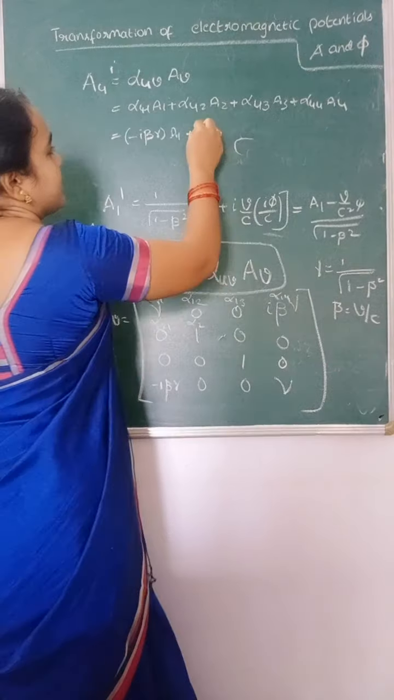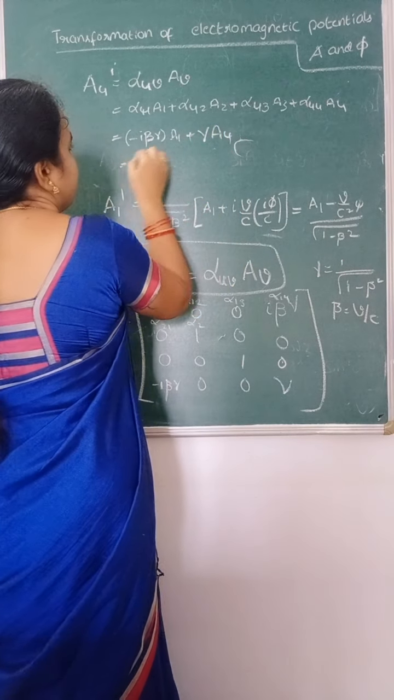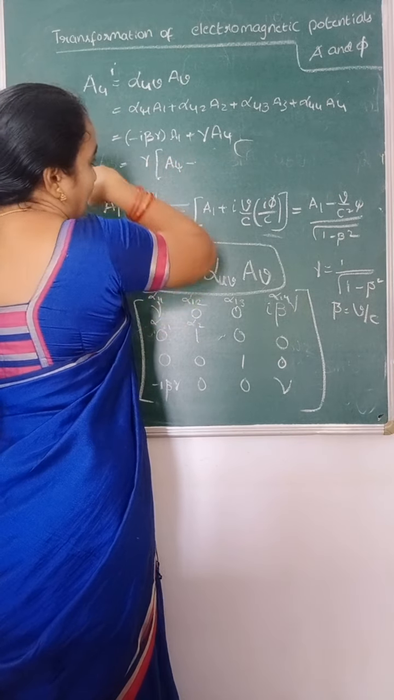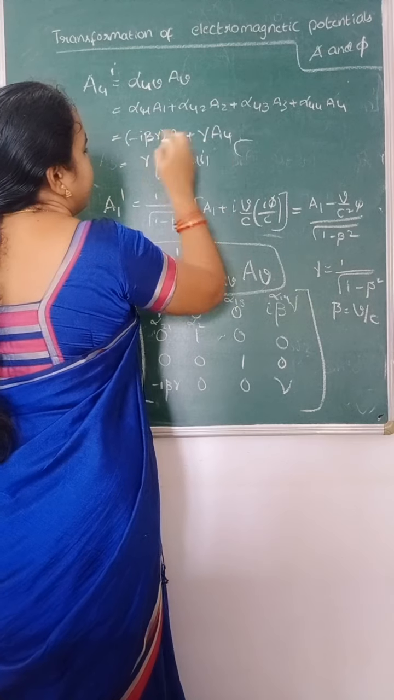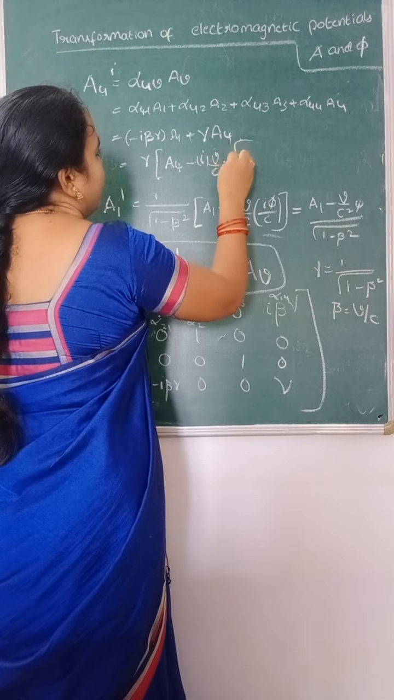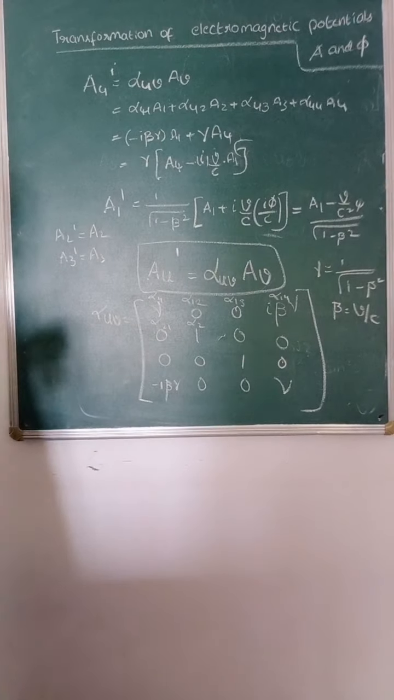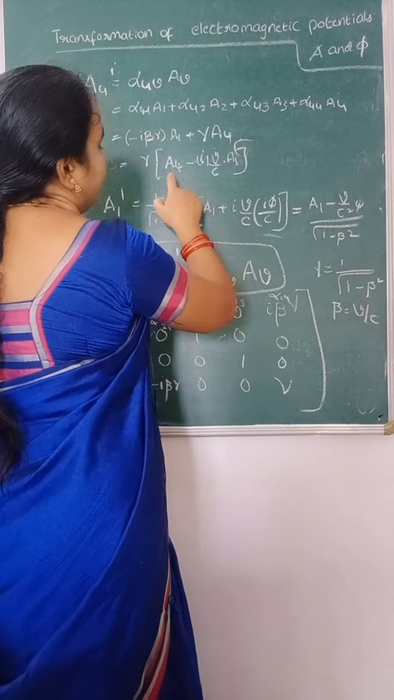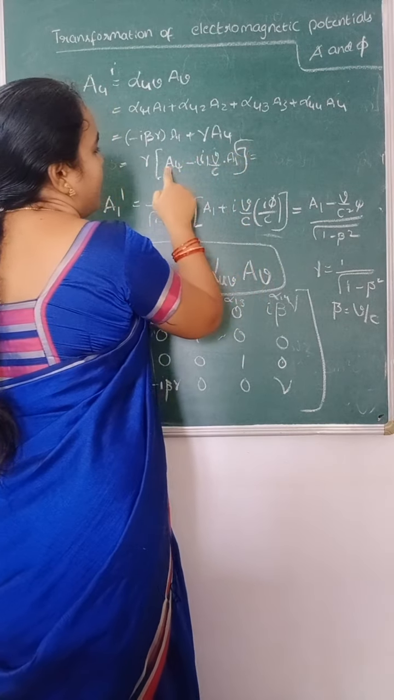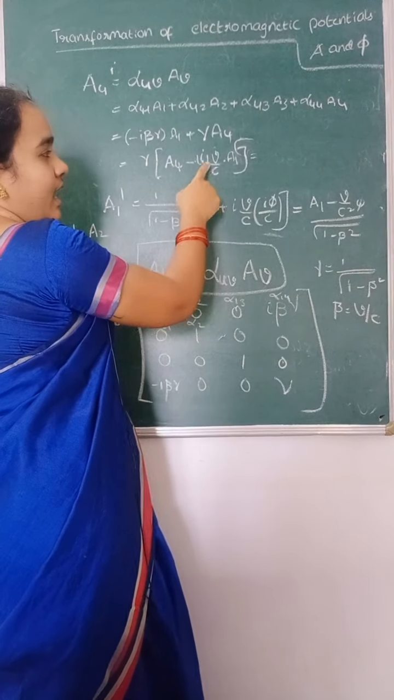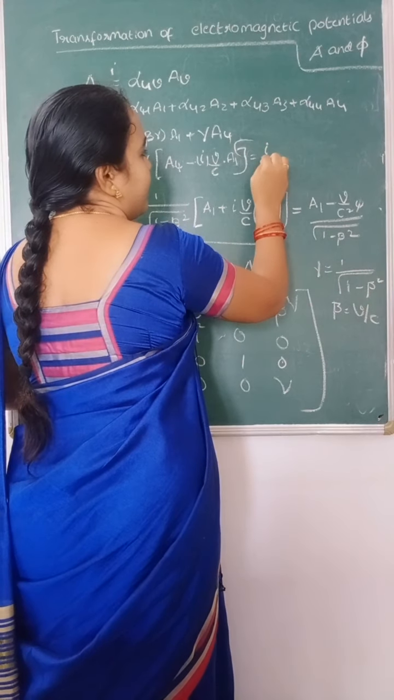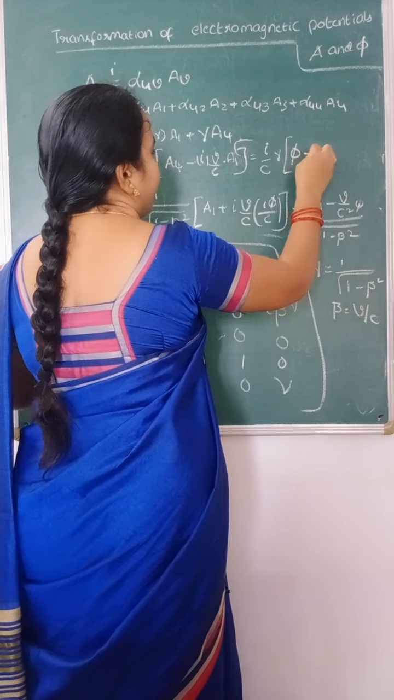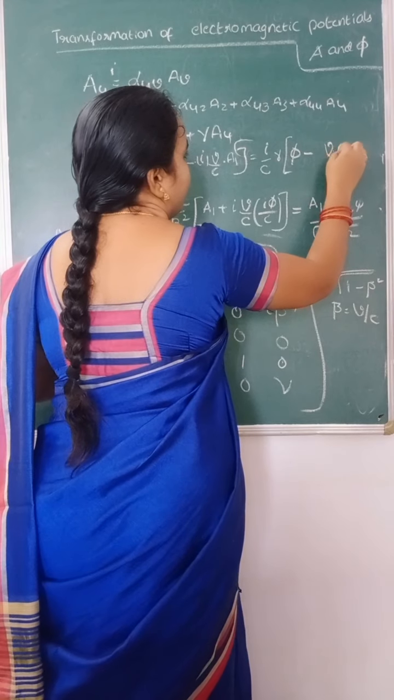Last one is plus gamma into A4. So take the gamma as common, that is A4 minus i beta, beta is V by c, into A1. What is A4? A4 is i phi by c. In this also we have i by c. So take the common as i by c gamma of i phi by c. Here we have phi dash minus V into A1.